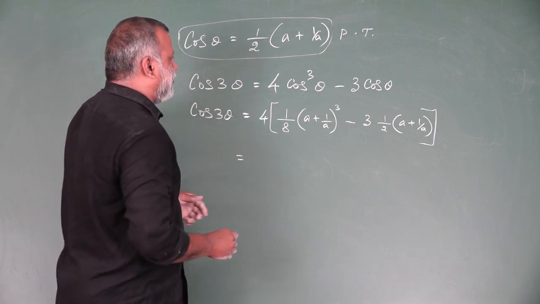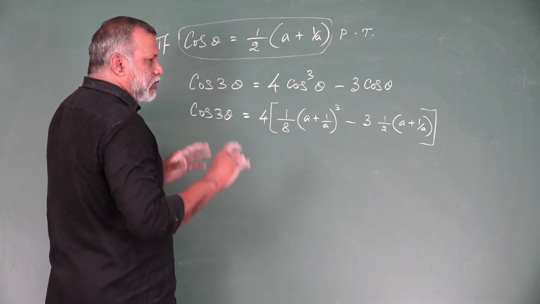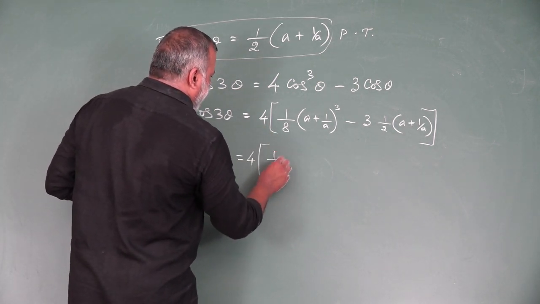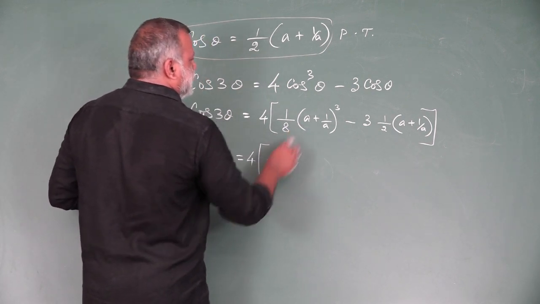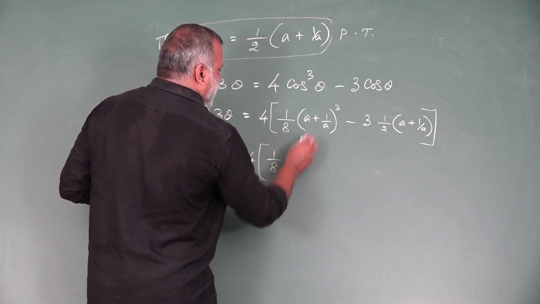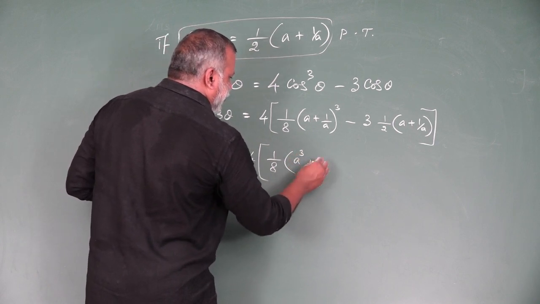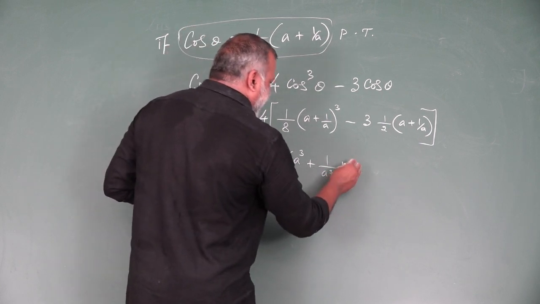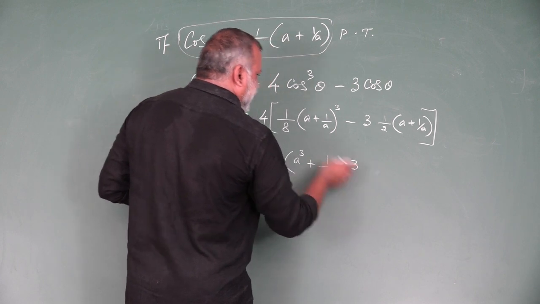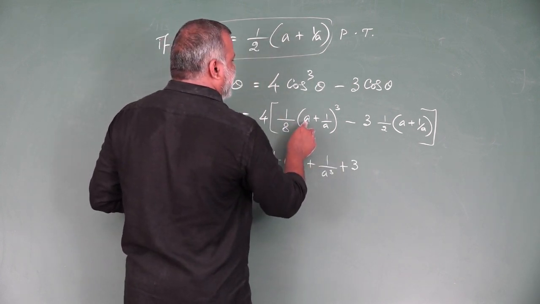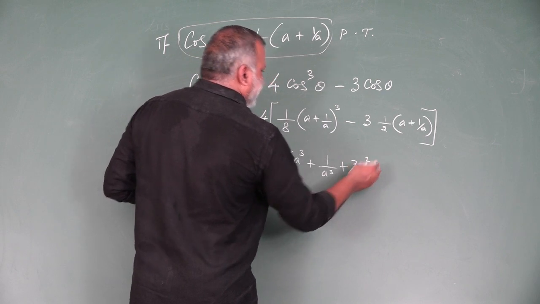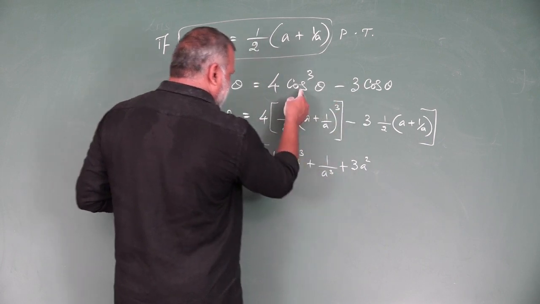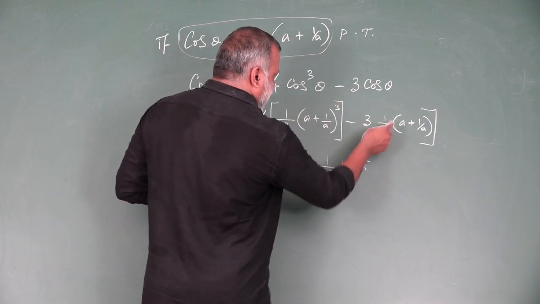Now listen to this one. We are going to work out the concept. See here, 4 is already out. Then this 1 by 8, we are going to expand this one. What is the value here? A cube. Then plus b cube, which means 1 by a cube. Then again plus, what is the value? 3 a squared b. What is the meaning of a squared b here? A squared b means 1 by a, see this bracket is here, close this one because cos cube is multiplied with this one. This is 3.